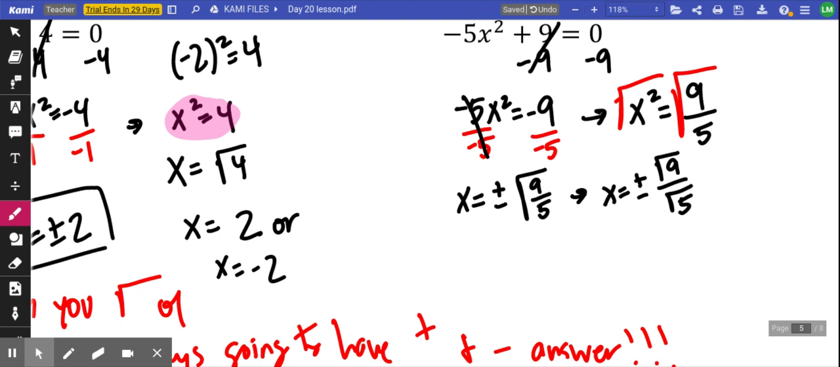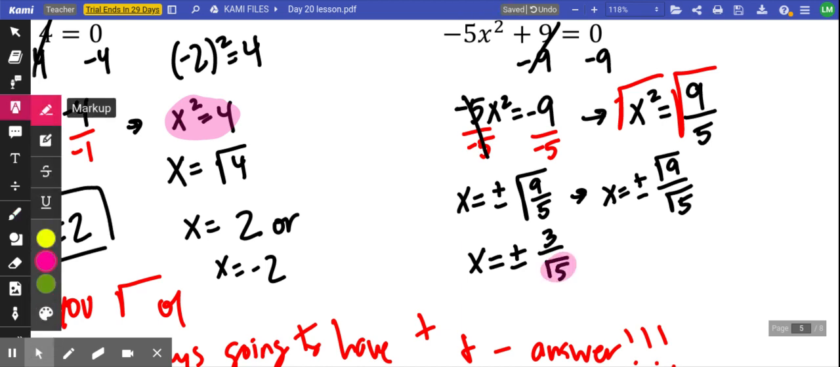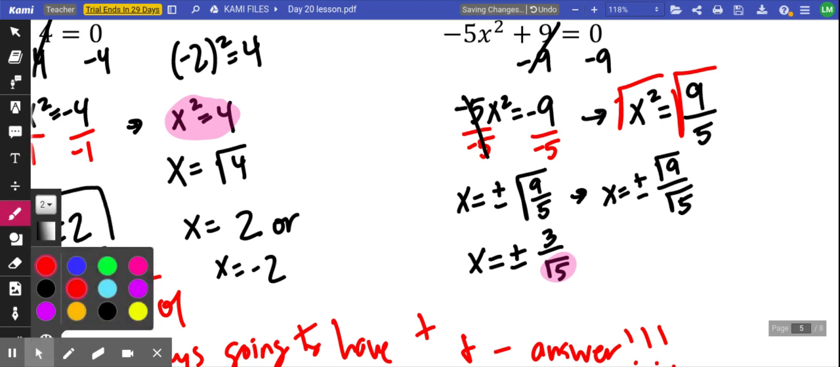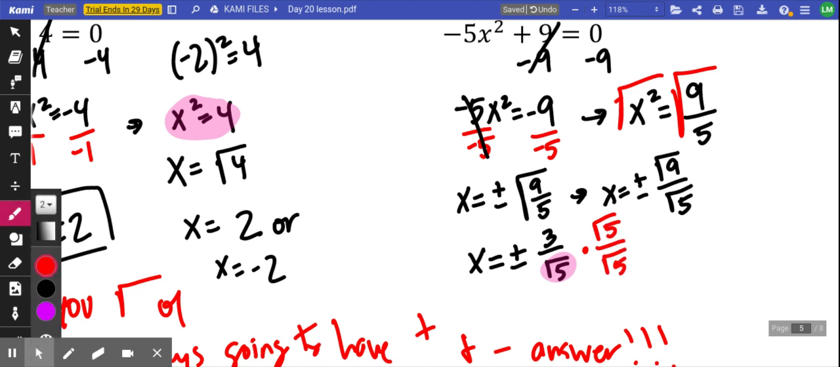At any time, if you can simplify, go ahead and do so. So if we can pull out perfect squares, go ahead and do so. You may notice that 9, hey, I know that one. The square root of 9 is 3, so I get plus or minus 3 over the square root of 5, which is good, but I still have that radical in my denominator, which I cannot have. So I'm going to get rid of that. I'm going to move it to the top by multiplying by the square root of 5 over the square root of 5.